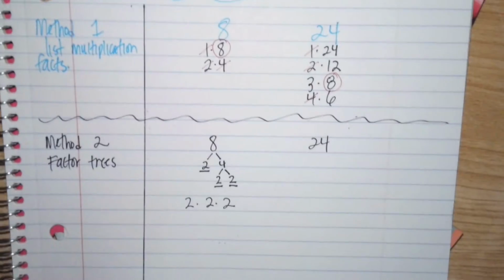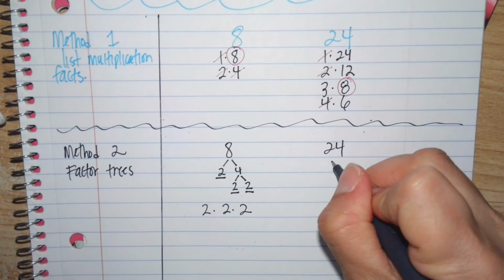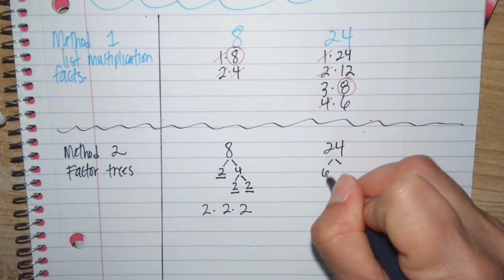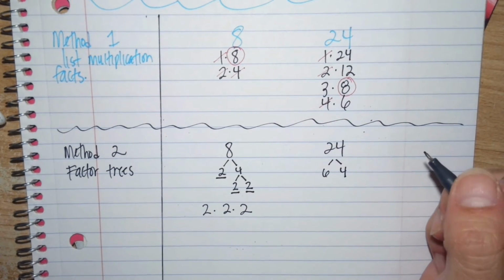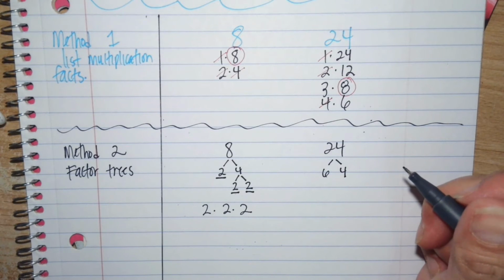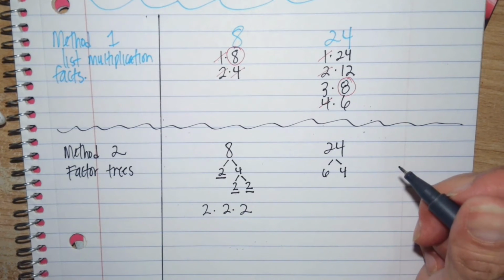Now I'm going to do the same thing for 24. Now for 24, I know it's 6 times 4. You could have used 3 and 8, you could have used 2 and 12, you can use, probably not 1 and 24, because we can't break up 1 anymore.